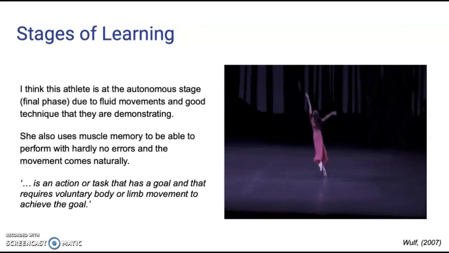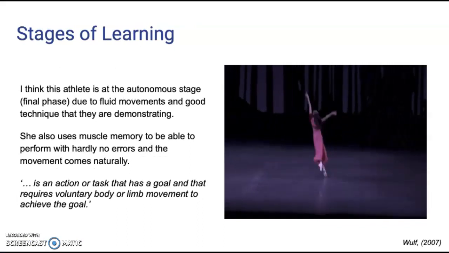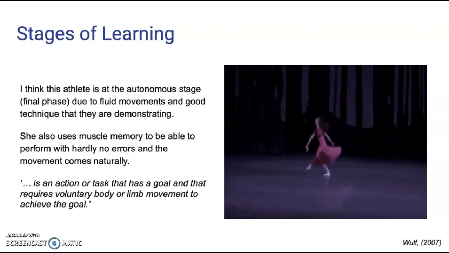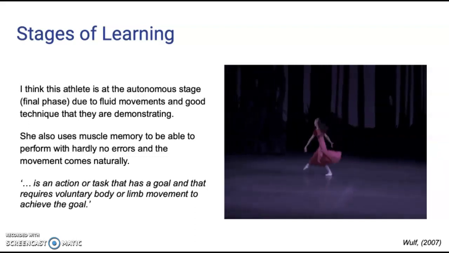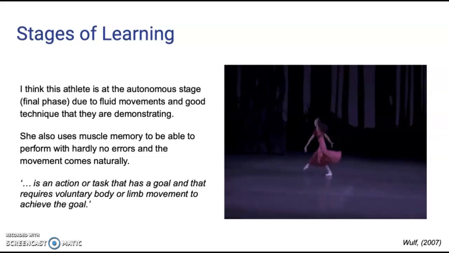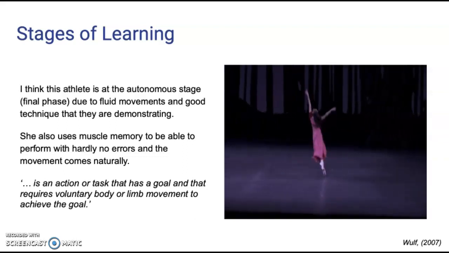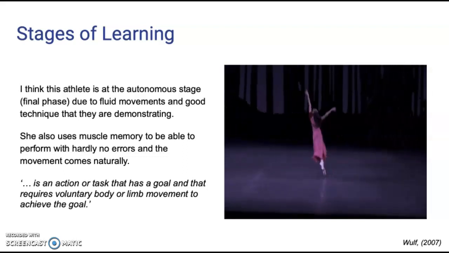I think this performer is at the autonomous stage due to being able to keep on performing the movement fluidly and with the correct technique multiple times in a row. This is because the way they execute the movement is by using the same characteristics each time, such as straight arms, straight legs, high head, and landing gracefully.